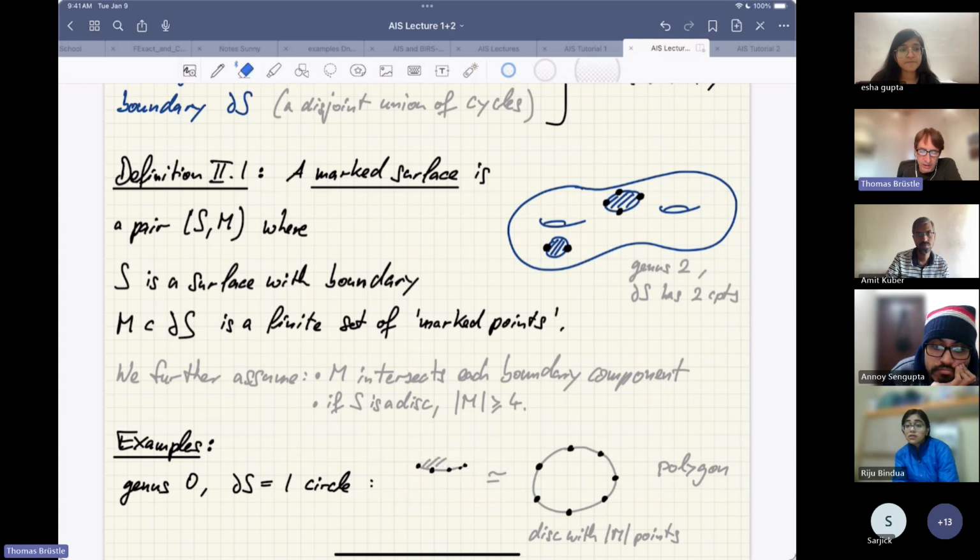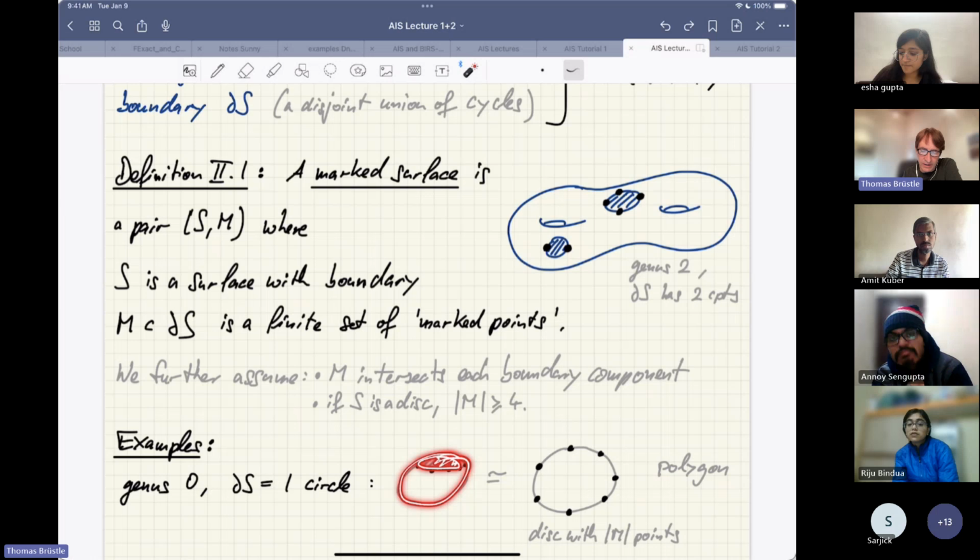Yeah, so I have my sphere, I cut out the disk there, and I flatten everything down to the plane, and then I find just a polygon. I find a polygon, and the marked points are the points on the polygon. I have a disk with m points, yeah? That's good.